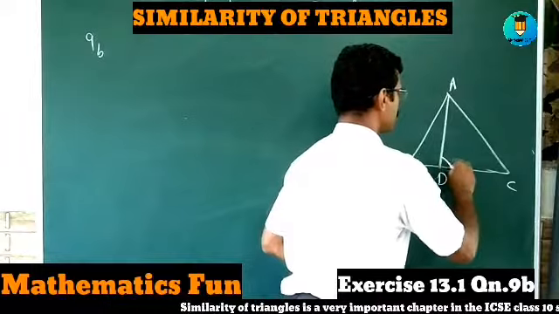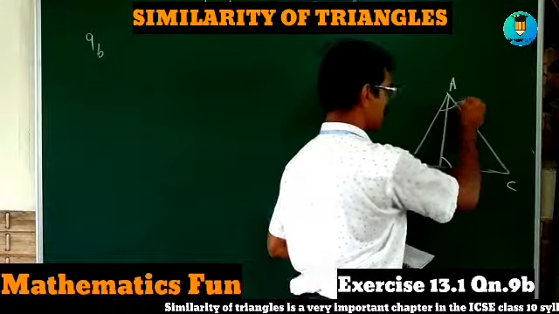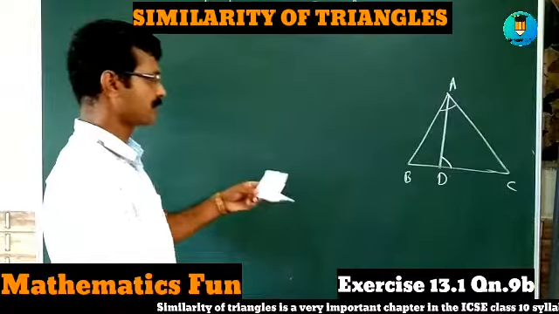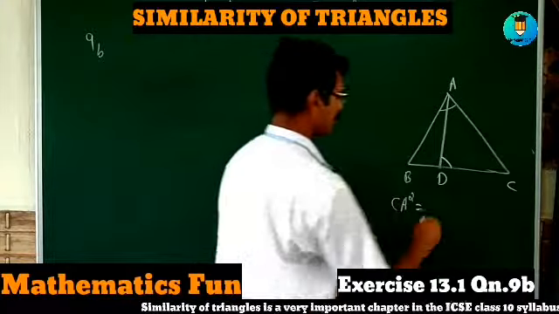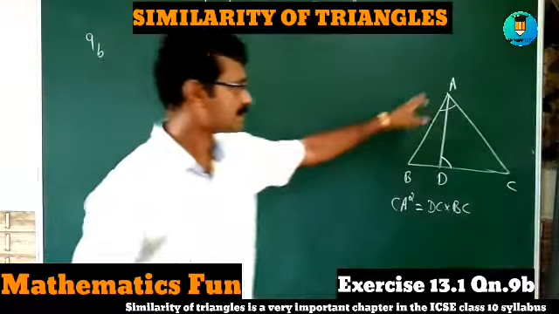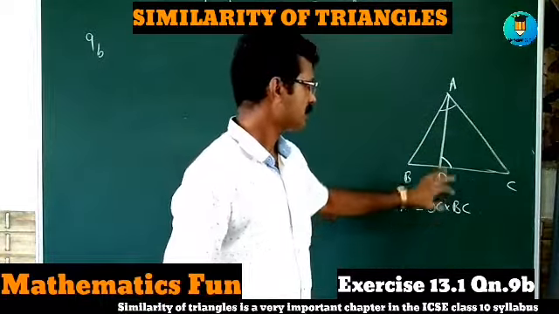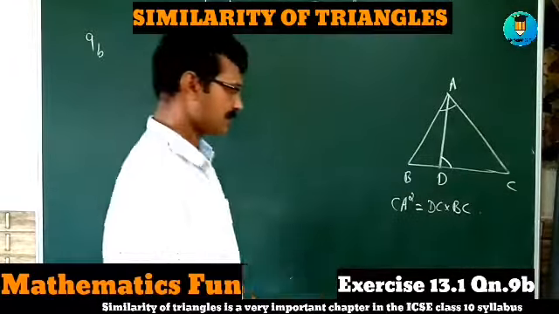Angle ADC, that is this angle, ADC is equal to BAC. These two angles are equal. It is given. We have to prove that CA square is equal to DC into BC. We have to prove it. CA square is equal to DC into BC. We need DC into BC. So you have to decide.